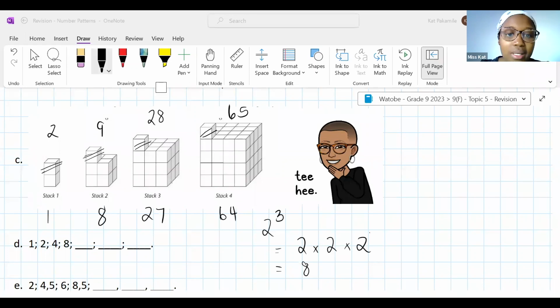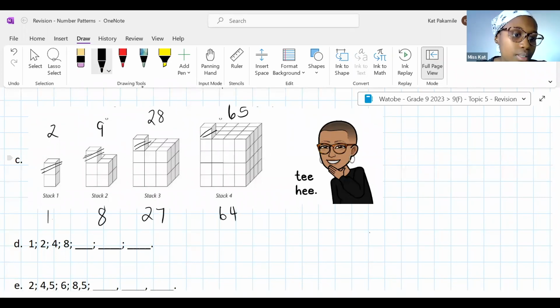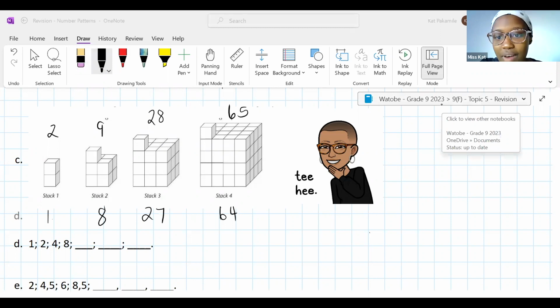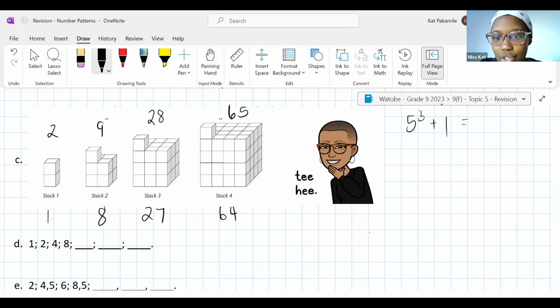So guys, these numbers that are on top for our number pattern are just off by 1. So you say the cube, and then you add 1. 2 cubed is 8, is what you guys said. Plus 1 is 9. 3 cubed is 27. You add that 1 block that's on top, that's 28. 4 cubed is 64. You add 1, that is 65. So for the next pattern, we're going to have to do what? 5 cubed plus 1. And then 6 cubed plus 1. And then 7 cubed plus 1.